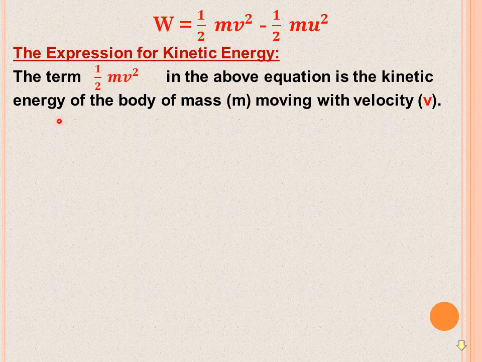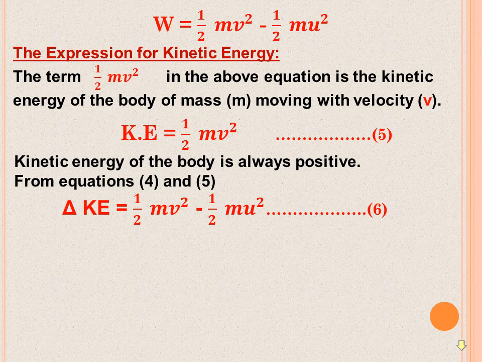Therefore, the expression for kinetic energy: the term 1 by 2 m v square in the above equation is the kinetic energy of the body of mass m moving with the velocity v. Actually, v is the final velocity and u is the initial velocity. Therefore, kinetic energy is equal to 1 by 2 m v square.